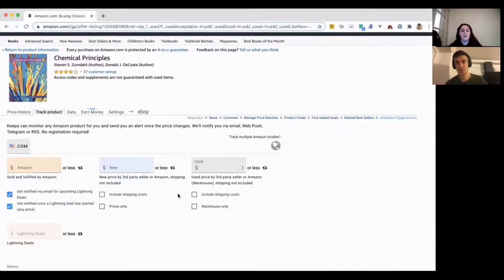So as a used book seller, I will always go more granular because I want to include the shipping costs, because sometimes there'll be a book from Australia, the shipping will be $40. Then I'll get an alert thinking I've got a really good deal, and then I'll go through and it's like, oh no, the shipping's really expensive, and that was a waste of my time. So I'd click the include shipping costs.